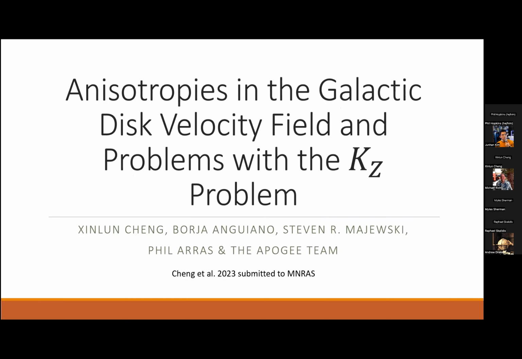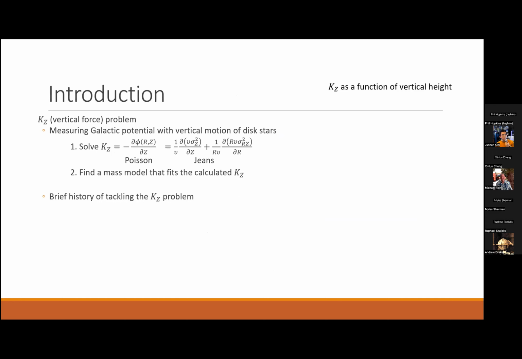So let's move on to the next project, where I will talk about the galactic disk velocity field and the Kz problem. I'm sure a number of you already know what the Kz problem is, but just as a reminder, Kz stands for vertical force. The vertical force problem refers to measuring the galactic potential with the vertical motion of disk stars. Essentially, it's a two-step process. The first is to solve a combination of the Poisson and Jeans equations to get the vertical force. The second step is to find a mass model that fits the calculated vertical force.